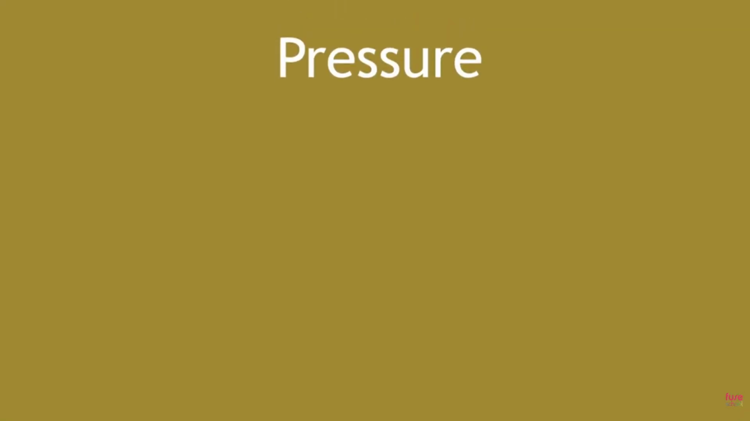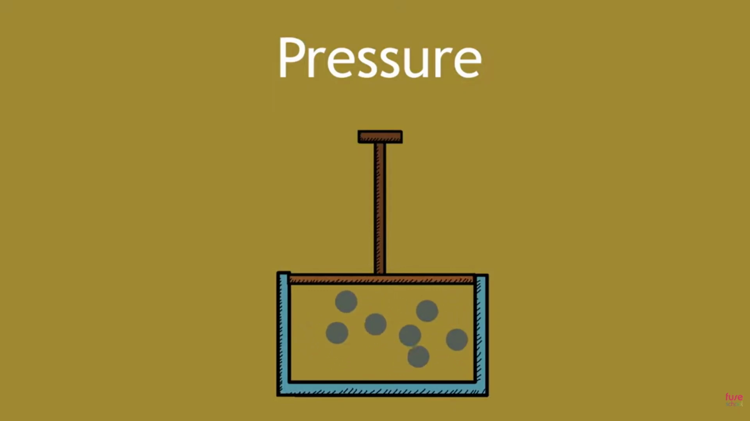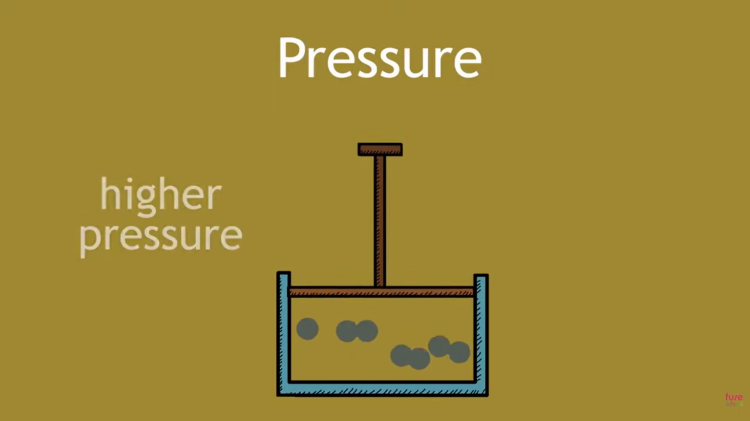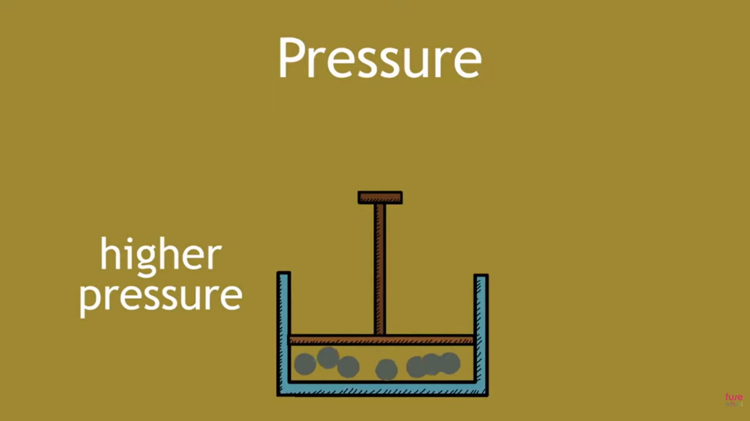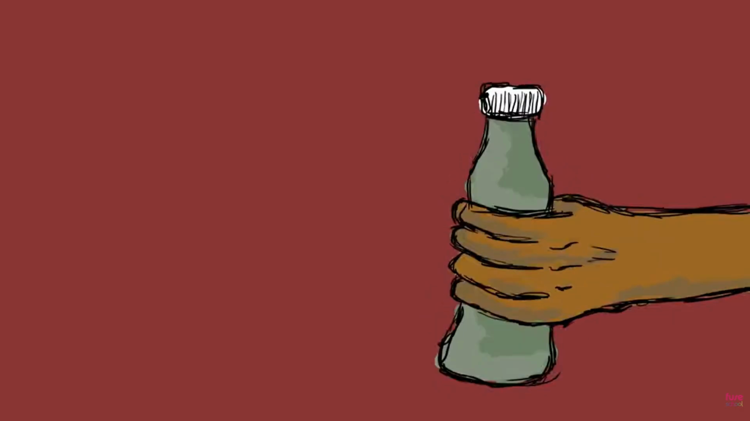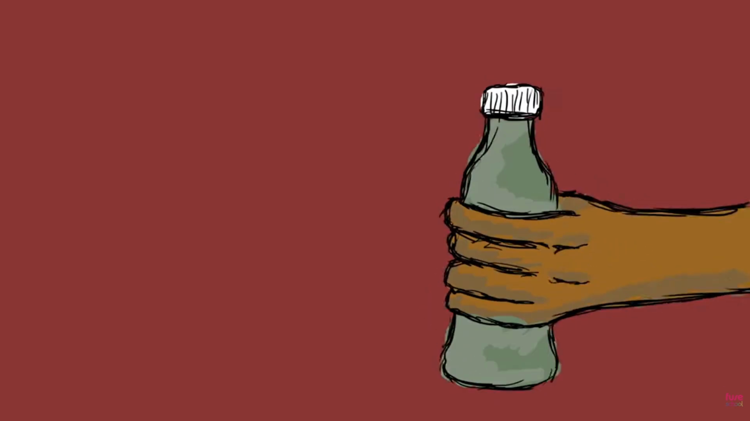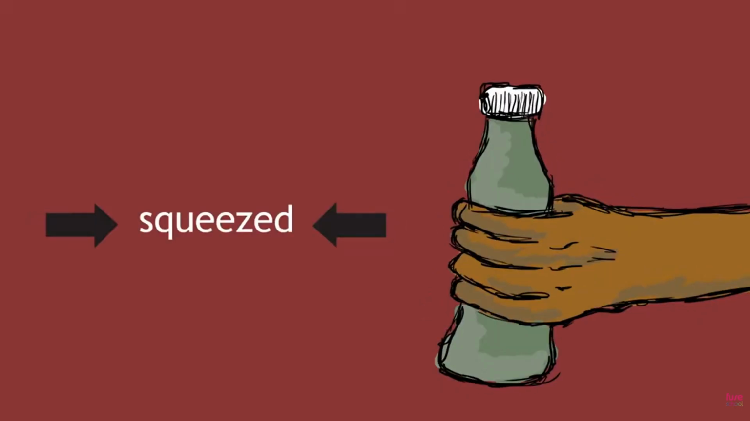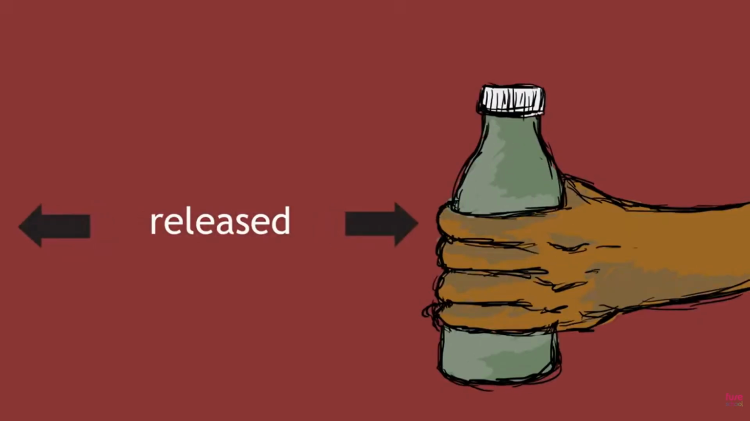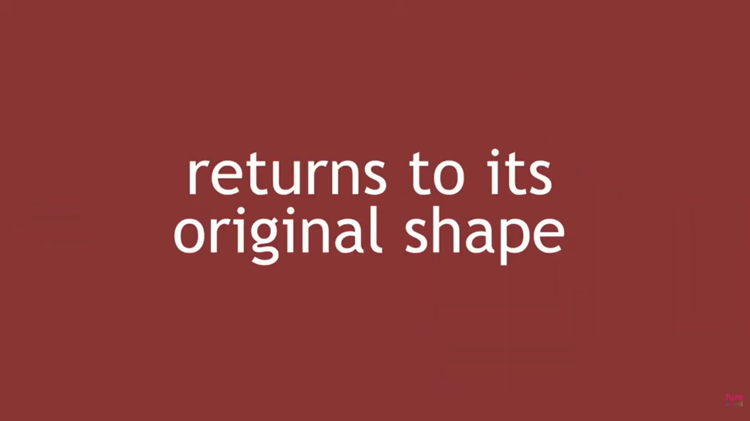In terms of pressure, if a gas is in a sealed container and is put under a higher pressure than the atmosphere, then it occupies a smaller volume. If you squeeze an empty soft drinks bottle with a lid on, it proves this idea. When the bottle is squeezed and then released, the plastic bottle usually returns to its original shape.